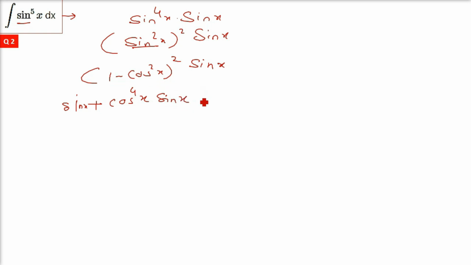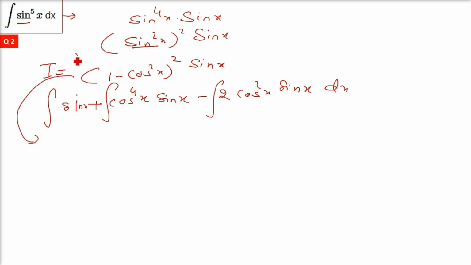Minus 2ab, so minus 2 into cos square x, and this is sin x. Now let's integrate it. Dx is already there. Just assume that all the terms contain this dx in the end. So you don't have to open it, because where I have written, you can do it here only. It will make it easier.